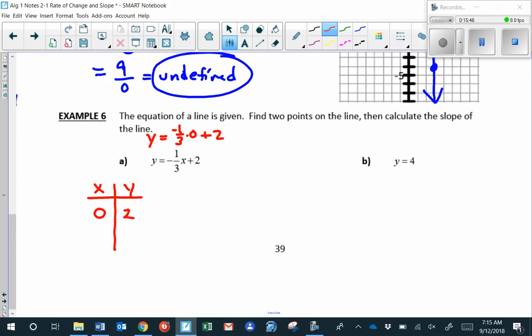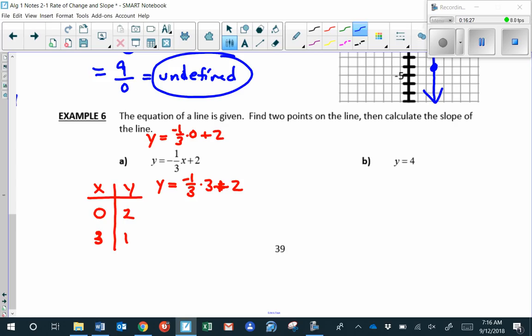Now I'm going to need to pick a second point, so I'm going to pick an x value, and I might pick 3 this time. Now why don't I pick 1 or 2? What I want to do is to pick a number that is going to be easy to multiply by negative 1/3. So 3 being a multiple of 3 makes that a fairly easy calculation. So y is equal to negative 1/3 times 3 plus 2. Doing the computations, negative 1/3 times 3 is negative 1. Negative 1 plus 2 is 1.